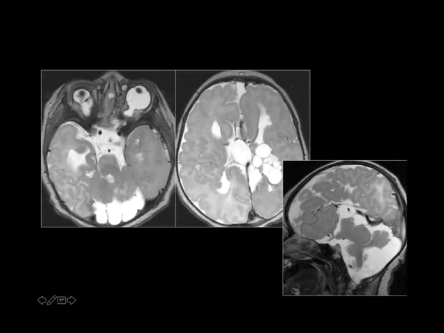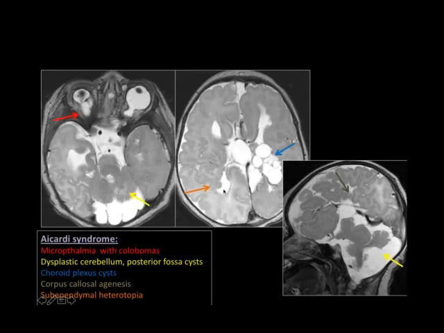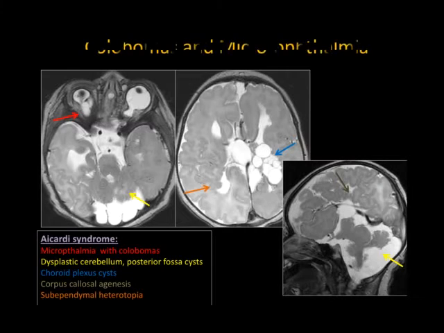This is Aicardi syndrome, with a cyst in the third ventricle. The cerebellum is dysplastic, hypoplastic. See this? It's all dysplastic. The gray matter is disorganized, and here there is all heterotopia, subependymal heterotopia. So basically, this is Aicardi syndrome. Important here is you have to pick up the findings. The syndrome you will find on the internet also, but you have to know what the findings are.